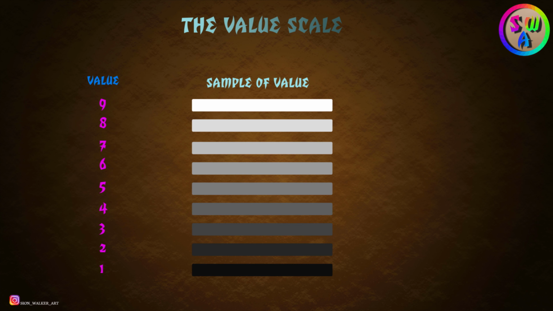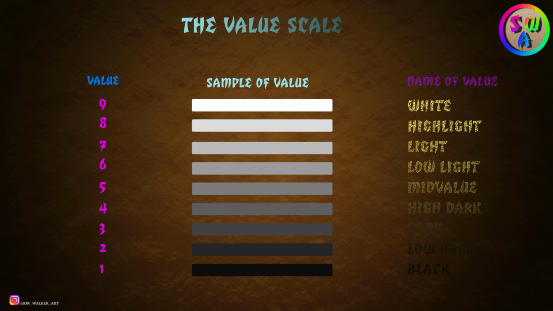Another factor to consider when looking at the elements of colour is the colour's given value. Typically, value is split into 9 or 10 separate levels. As we can see from the samples of value, the value's darkness increases from 9 to 1. Here we can see the name of the values, from white to black or fully lit to fully dark.